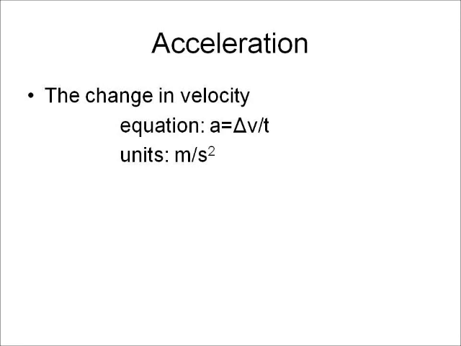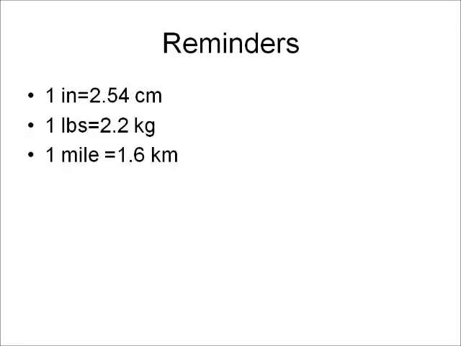Acceleration is the change in velocity. Equation, acceleration equals the change in velocity over time. Units for acceleration are meters per second squared. And another thing we know about acceleration is that we're all constantly being accelerated at 9.81 meters per second squared downward towards the Earth. That happens without any change ever. Okay, so we always need to take acceleration of gravity into account.